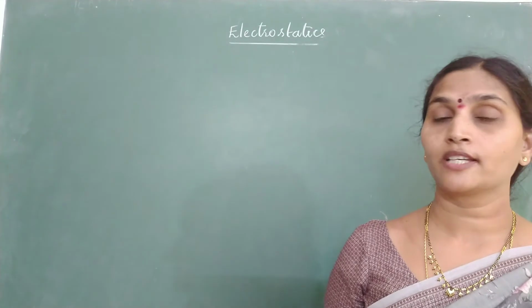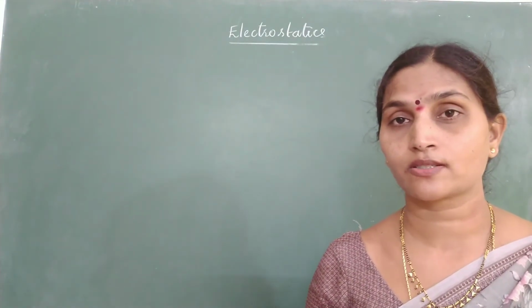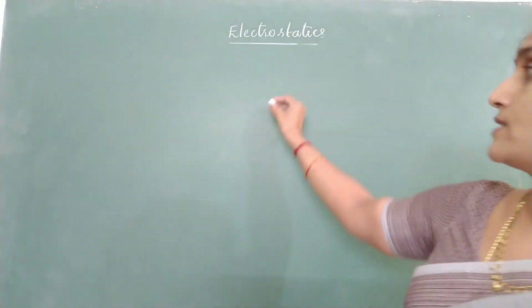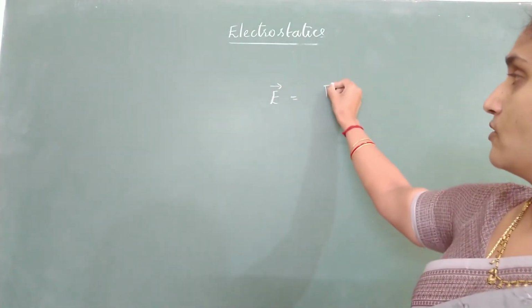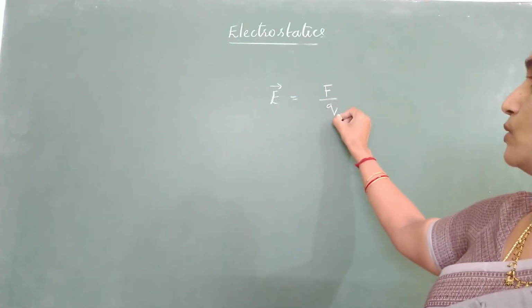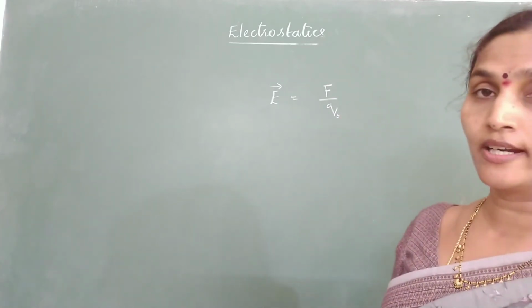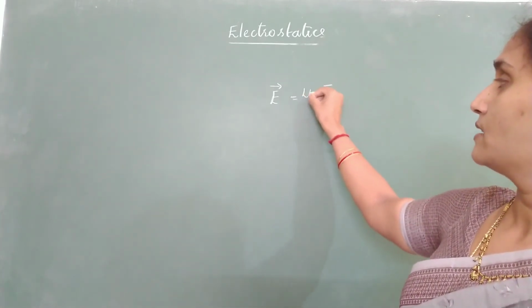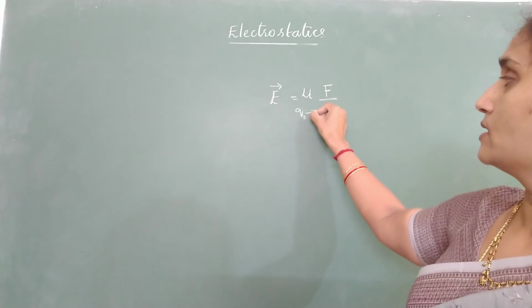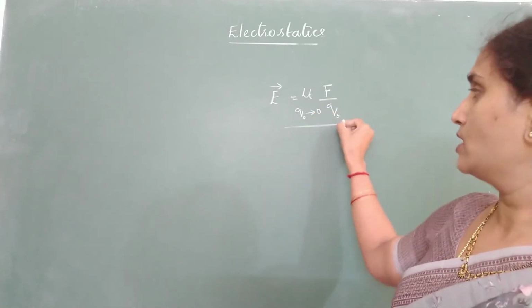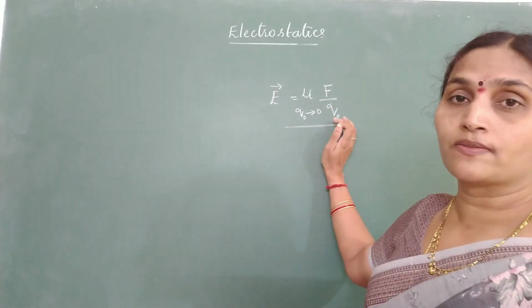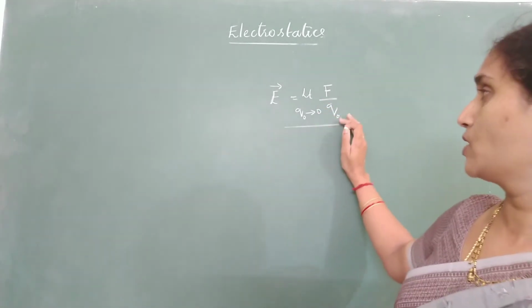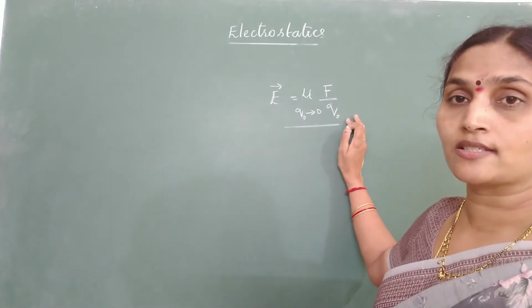Now coming to questions related to evaluation of electric field strength. How do we define electric field strength? Capital E is defined as the force experienced by a unit positive charge or a test charge, limit as q0 tends to 0. Here one conceptual question will be asked: why should this test charge be of smaller magnitude? Because it should not disturb the existing field.